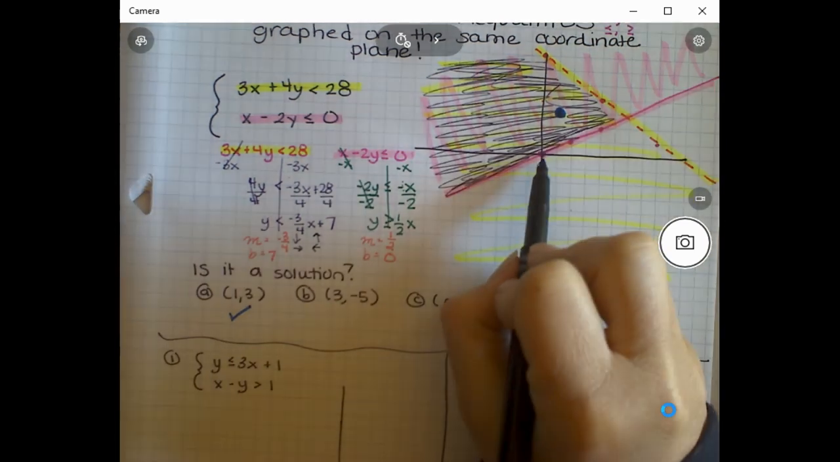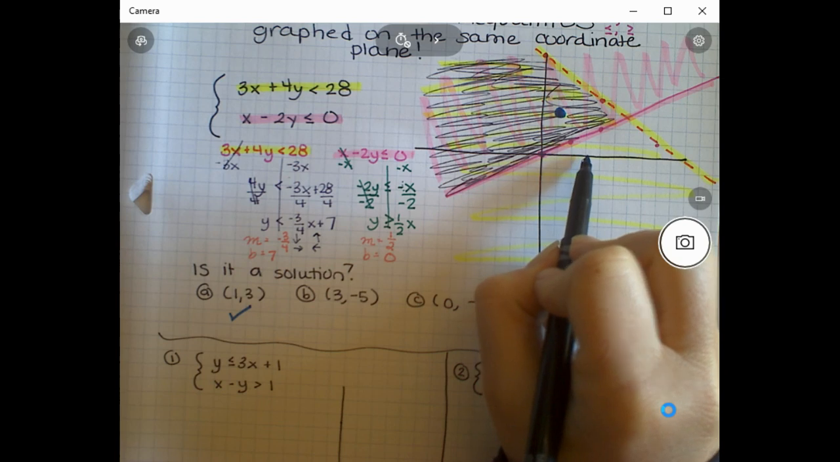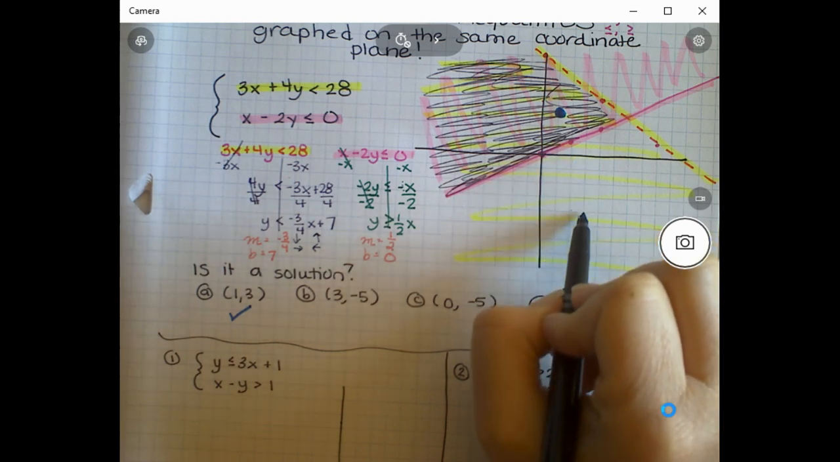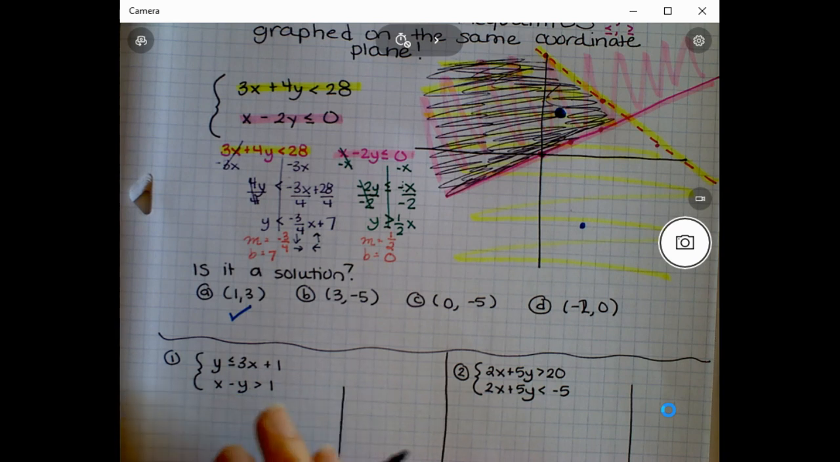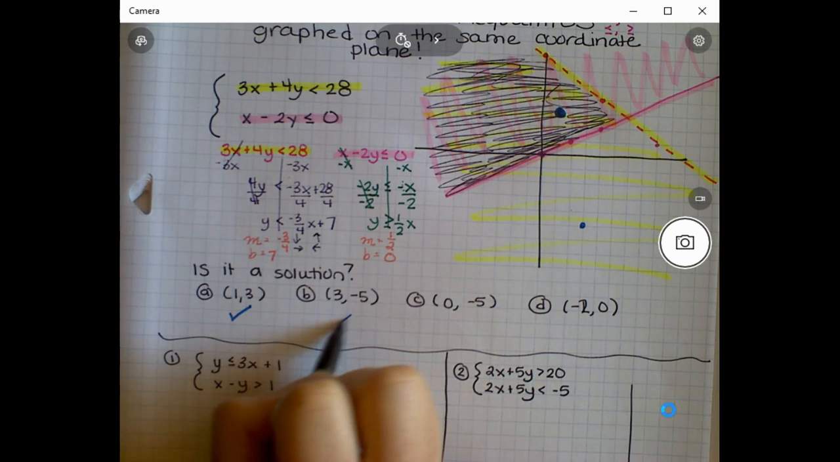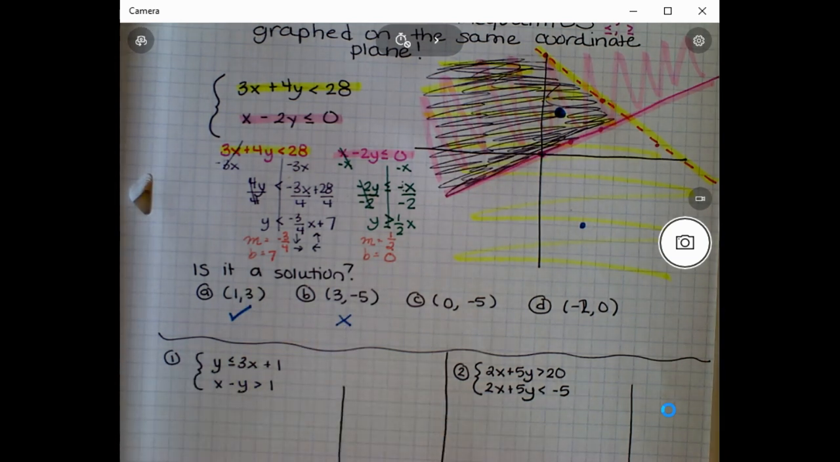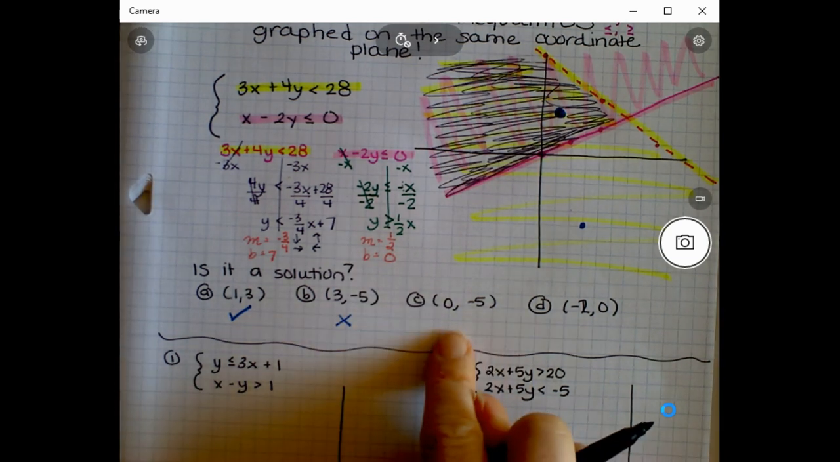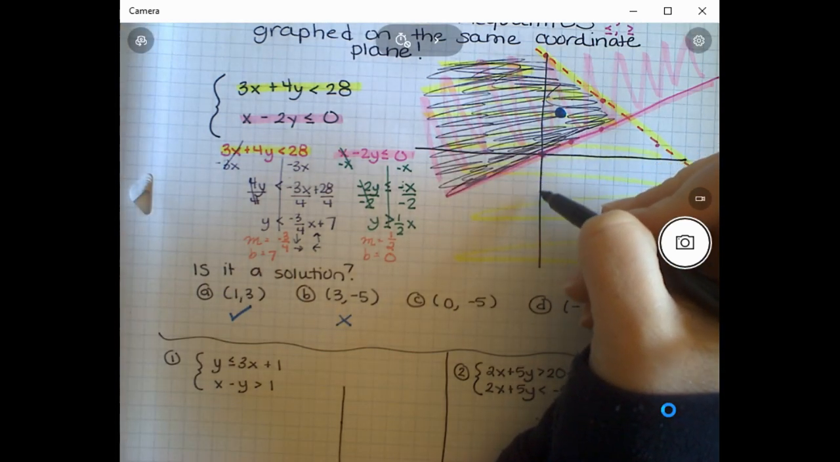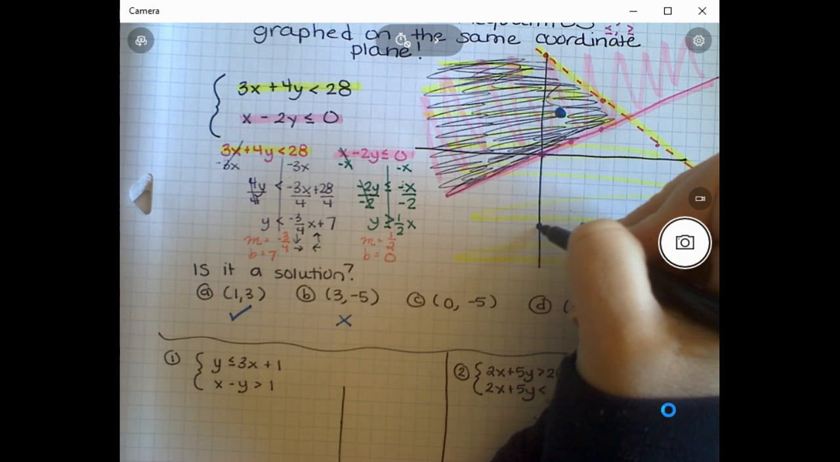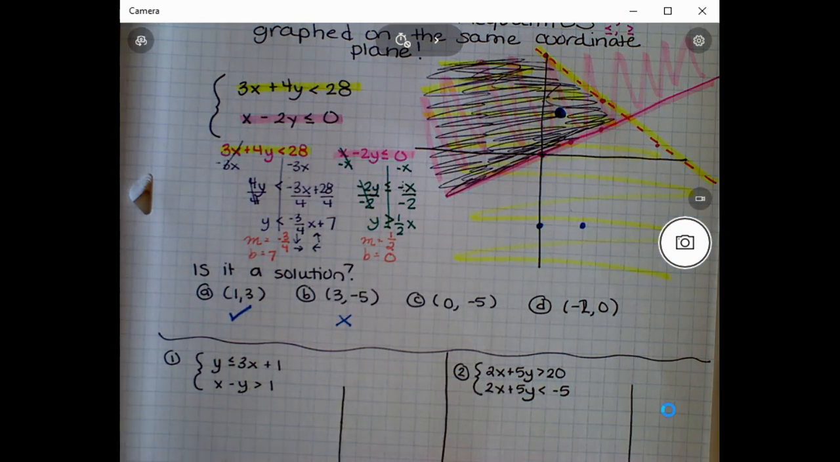3, negative 5. That's a solution for our yellow inequality, but it is not a solution for the pink one. So this is not a solution to the system. 0, negative 5. Again, that's not a solution to both, so it's not a solution to the system.